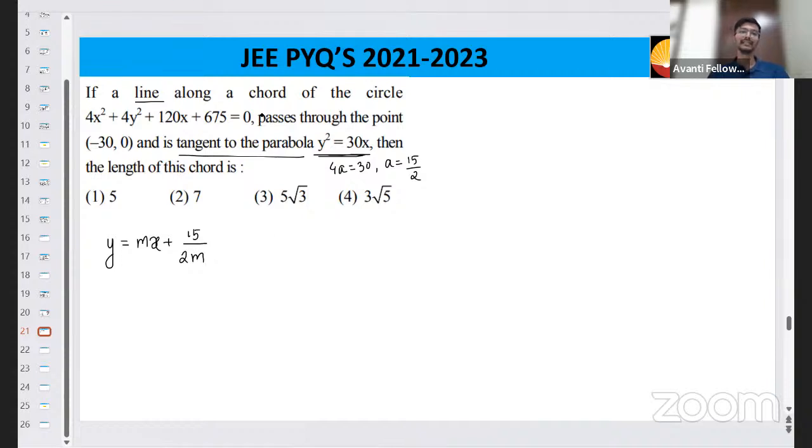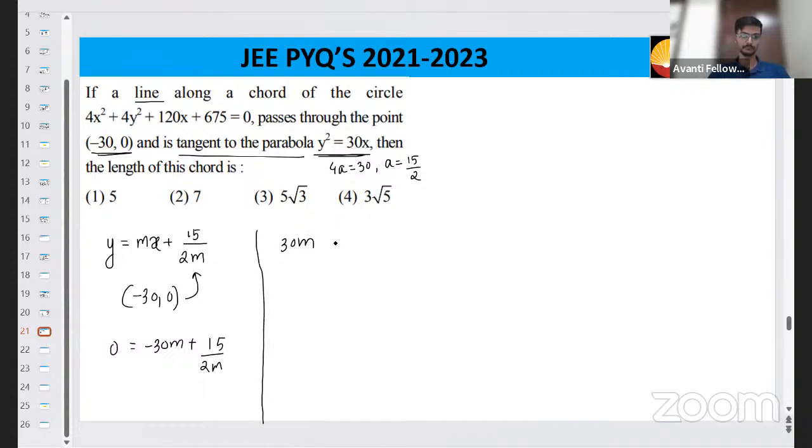Now, this line passes through the point (-30, 0). So (-30, 0) must satisfy it. So 0 is equal to -30m plus 15 upon 2m. So that means 30m is equal to 15 upon 2m. 15 ones are 15, 15 twos are 30. So 4m square is equal to 1. I think m is equal to half.